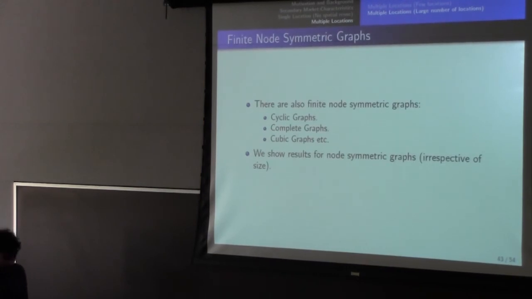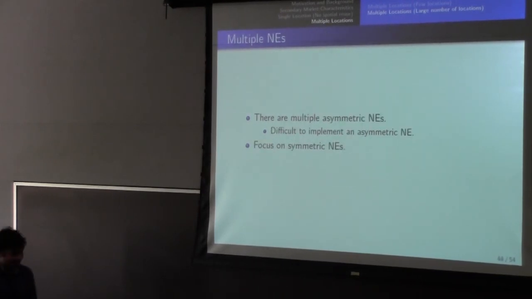Okay, so there are also some finite node symmetric graphs like cyclic graphs, complete graphs or cubic graphs, but we show results for the node symmetric graphs irrespective of the size. It may be finite or infinite. Again, multiple asymmetric NEs can be present for infinite graphs. I am not showing it because I am slightly running out of time. But we again focus on symmetric NEs because it is very hard to implement asymmetric NE, as I have mentioned before.